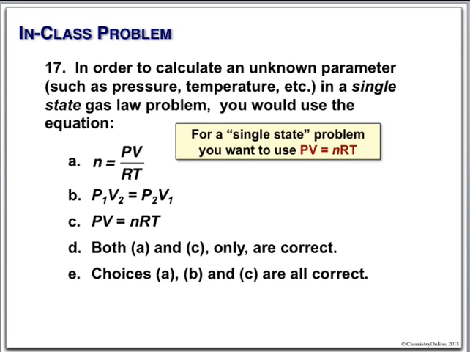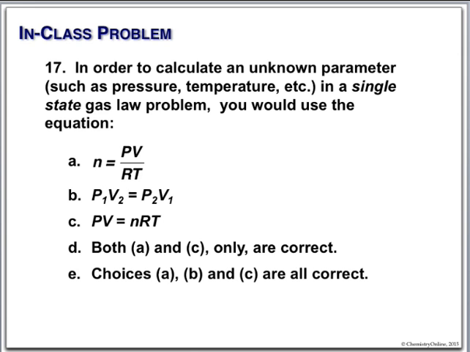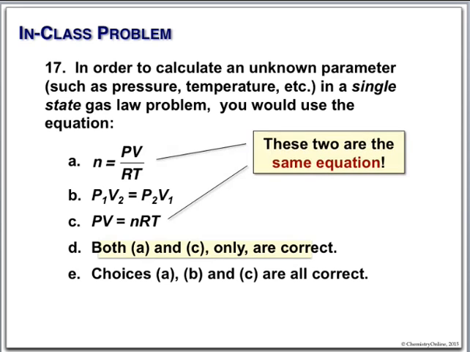So right away we know that C is going to be a correct answer. P1, V2, P2, V1, this isn't even Boyle's law. That's wrong. Just ignore that one. But is it possibly A and C? What you want to do is look at A and see if it is the same as C. If in fact we multiply by RT, we would get RTN equals PV. That's this, just backwards. Those two are the same equation, aren't they? So A and C are both correct.